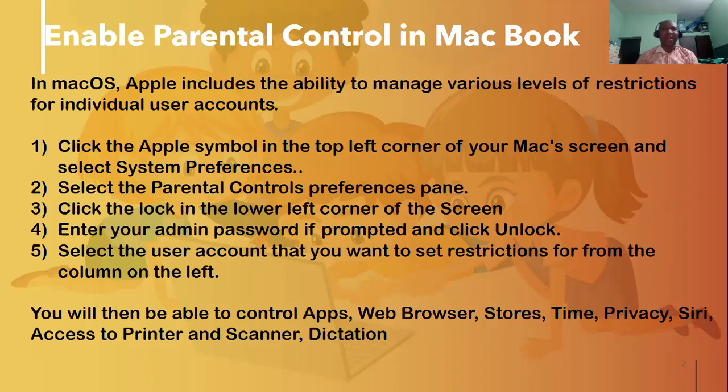Then number two, you select parental control preferences, and also you click the lock in the lower left corner of the screen. Then enter your admin password if you are prompted and click unlock. Then number five, you select the user account that you want to set restrictions for from the column on the left. You will then be able to control apps, browser, stores, time, privacy, Siri, access to printer and scanner, and dictation. So all of this you'll be able to control.